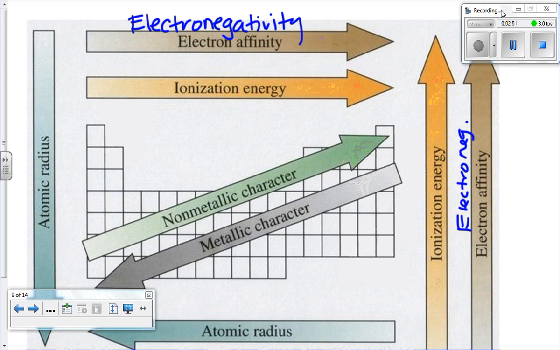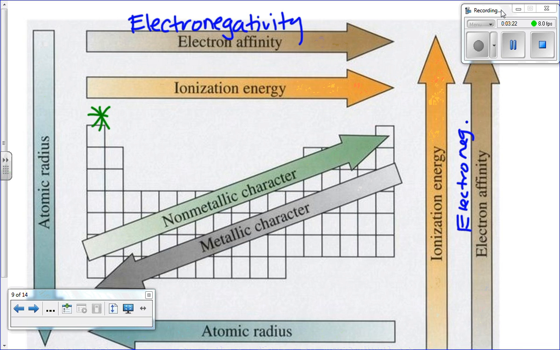The next trend is ionization energy. So ionization energy is how much energy it takes to remove an electron from a shell, from an energy level. Okay, so ionization energy increases from left to right, just like electronegativity, and it also increases from bottom to top, just like electronegativity. So that makes sense, because again, these elements over here are trying to get rid of electrons.